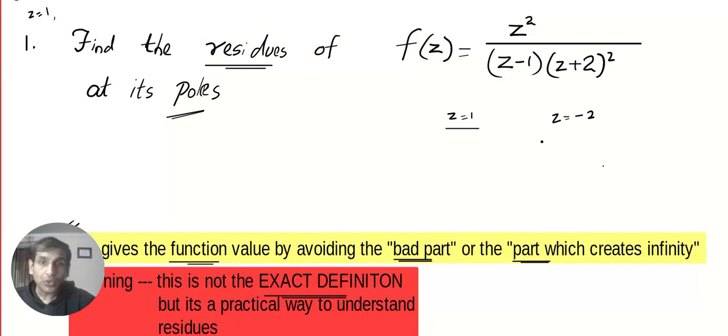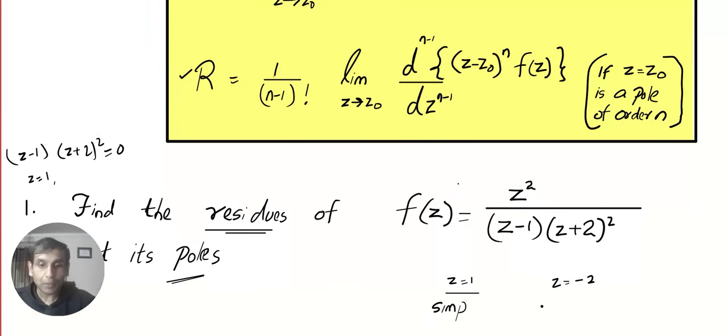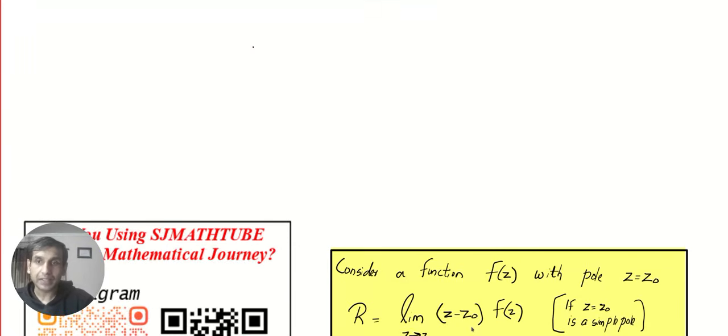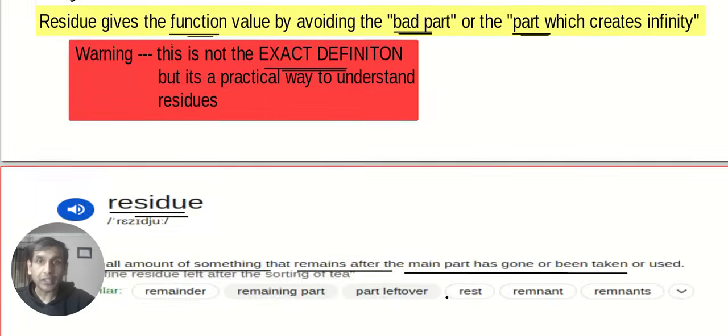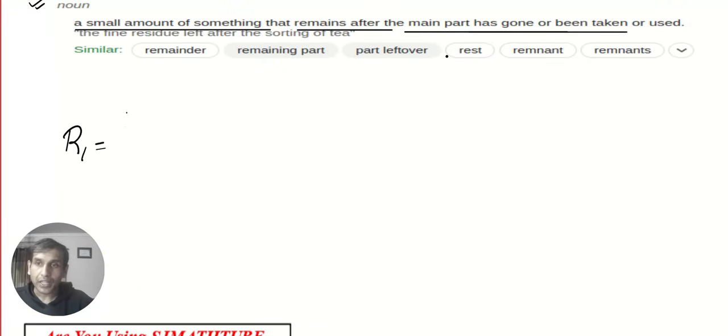Okay, I'm going to go through this formula. So look at this. Z equal to 1 is a simple pole, and for a simple pole this is the formula. So I'm going to write like this. R1 is equal to, I hope you copied the question. If not, I want you to copy it now. So look at this, R1 equal to residue of the function at Z equal to 1, and I'm going to write it is a simple pole. And the formula is very simple.